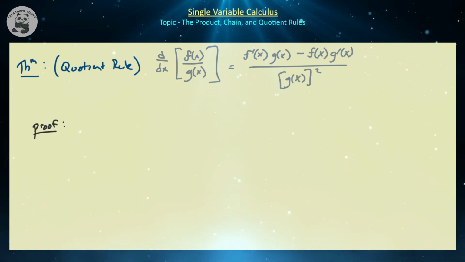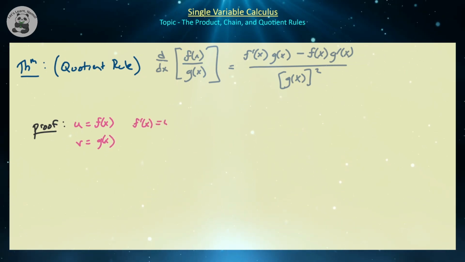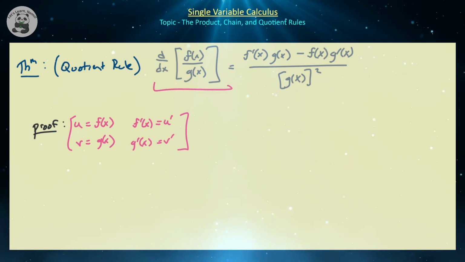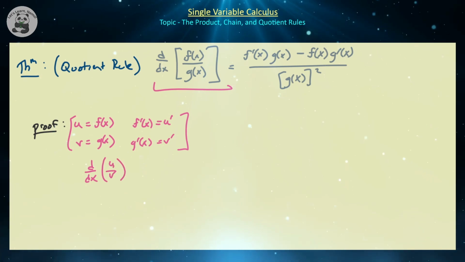So what I'm going to do, just to make this notation a lot nicer, is call u f of x, and call v g of x. And therefore I'm going to call f prime of x the same as u prime, and g prime of x v prime, just to make the notation a little bit easier. So an equivalent problem which we seek to prove is going to be the derivative of u divided by v.